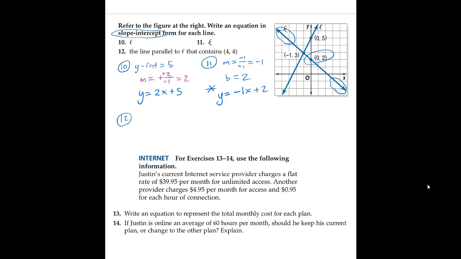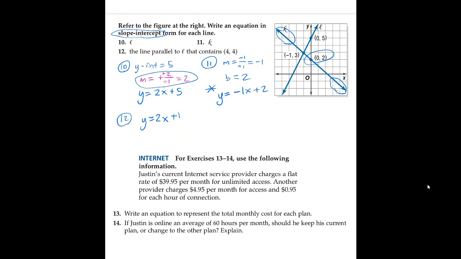The line parallel to L. Oh, so it's got the same slope as L. Well, we know the slope of L. We already did it. Slope of L is 2. Oh, well, that's nice. y equals 2x. But it says that contains 4, 4. Ooh, that's good. We've got to think, how do we get that?